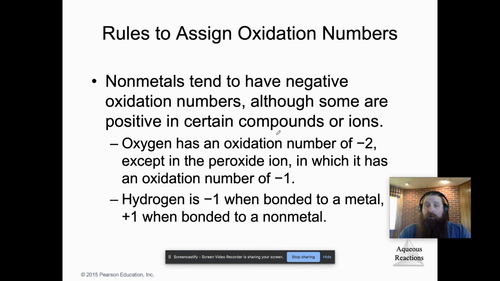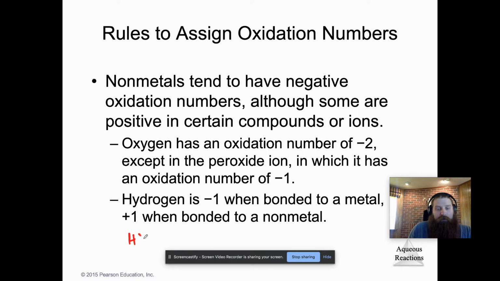Nonmetals usually have negative oxidation numbers. Some of them are positive on occasion, like oxygen can be -1 in peroxide, but for the most part, it's safe to assume it's -2. Hydrogen's -1 when bonded to a metal, but it's +1 when bonded to a nonmetal. So for hydrogen, we want to look and see where it is.